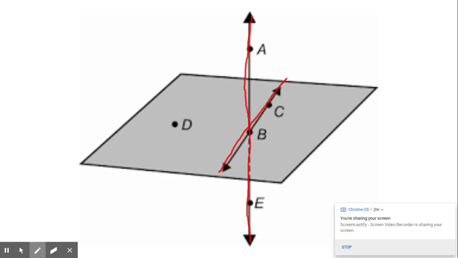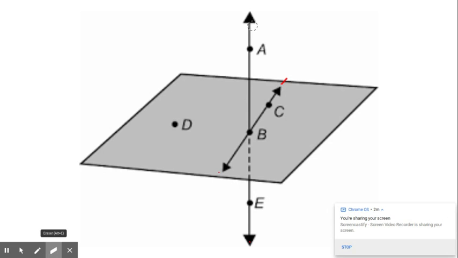The answer is yes, everybody. C and D are 2 points. 2 points, no matter what, are always collinear. B and D, same thing. A and D, E and D. Those are collinear points because they are 2 points out in space. They must be collinear.